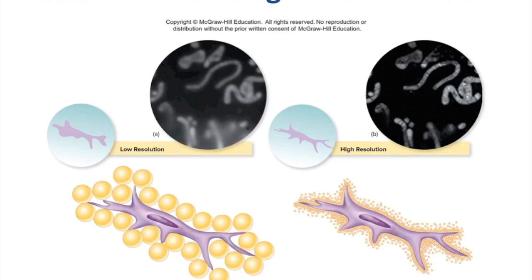For example, this is high resolution, so the image is clearer than this one. It's like a high definition TV, right? We can find high resolution, high definition TV, because a high resolution TV can provide high quality of image.